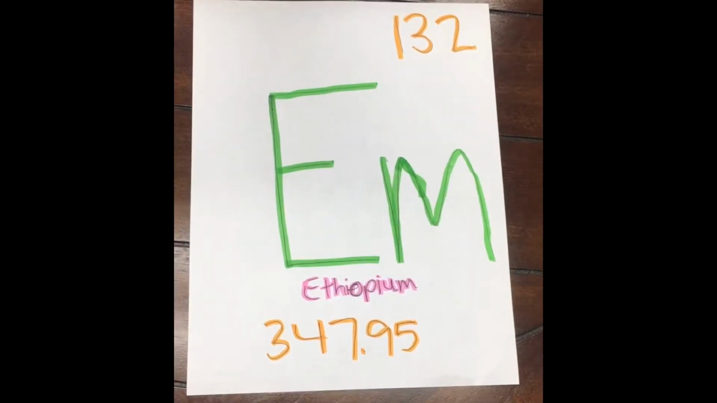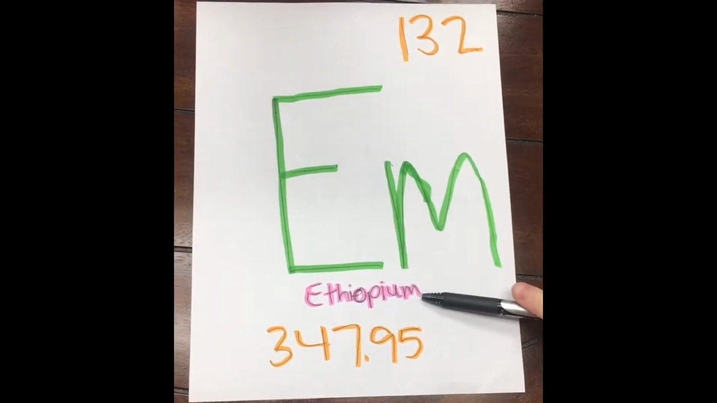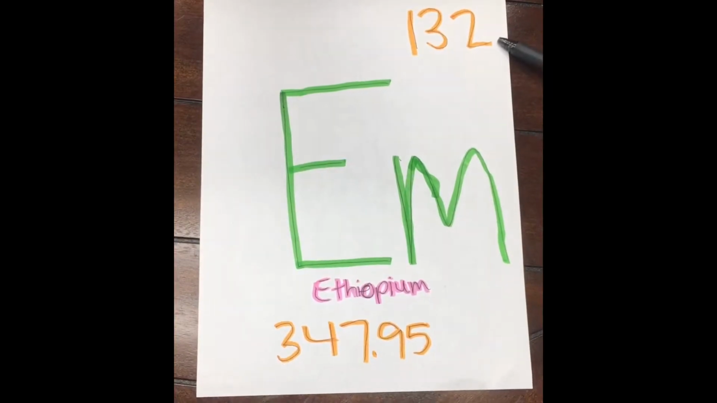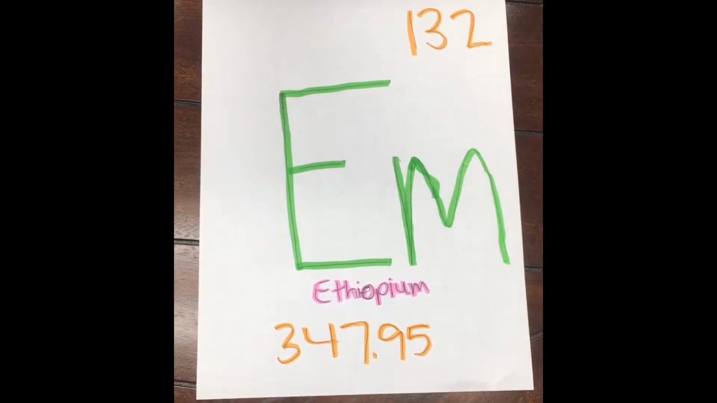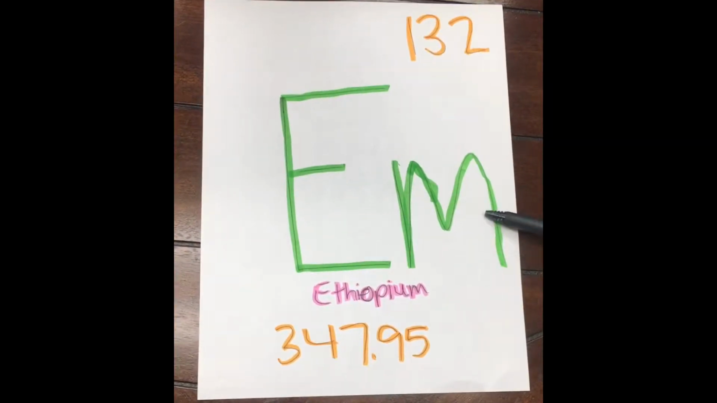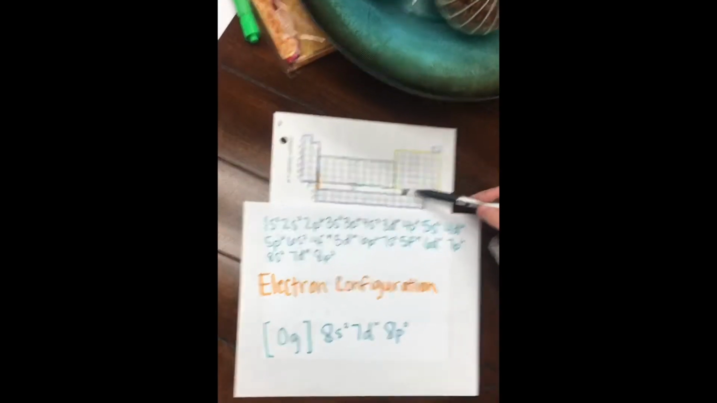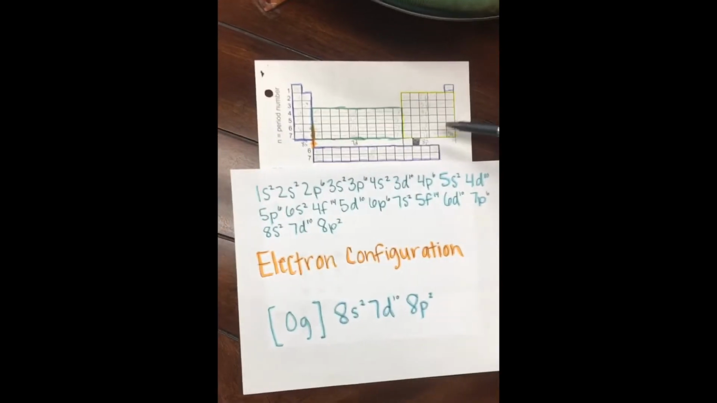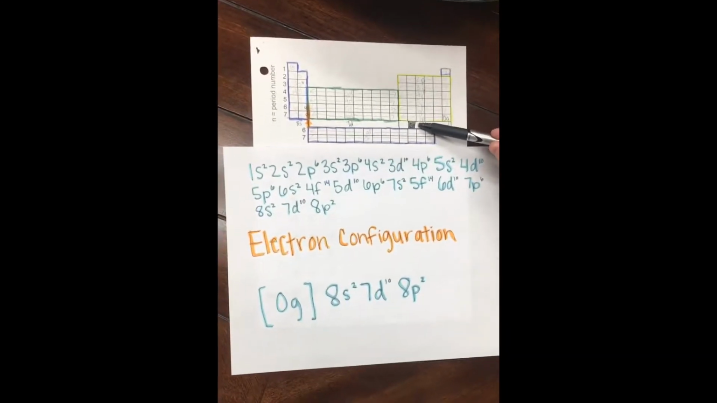We have discovered a new element called ethiopium. We found out that the atomic number is 132 and the atomic mass is 347.95. We also know that the chemical symbol is Em. Because we know our element's atomic number is 132, we know it is located right here on the periodic table.